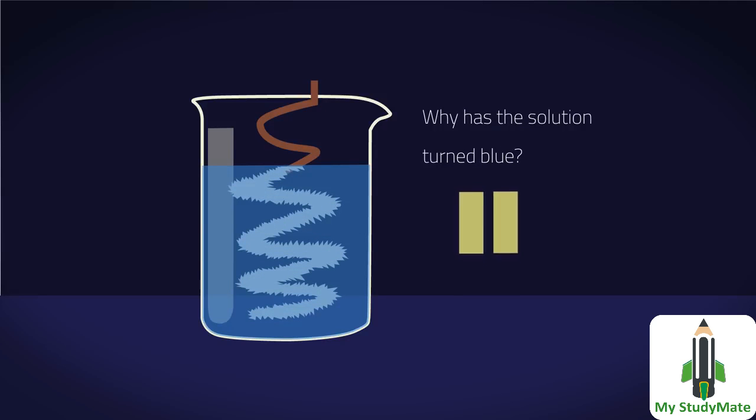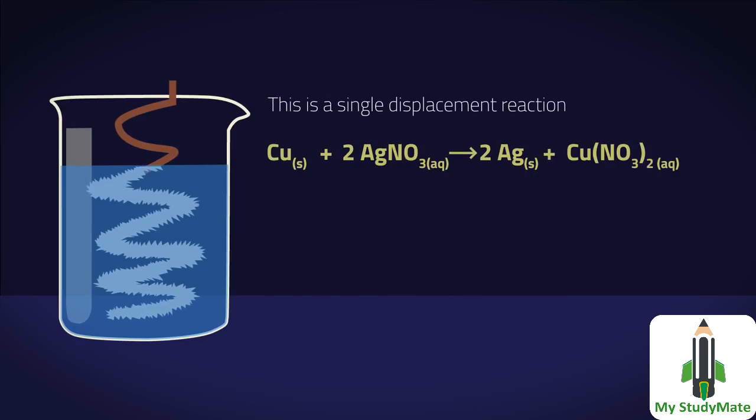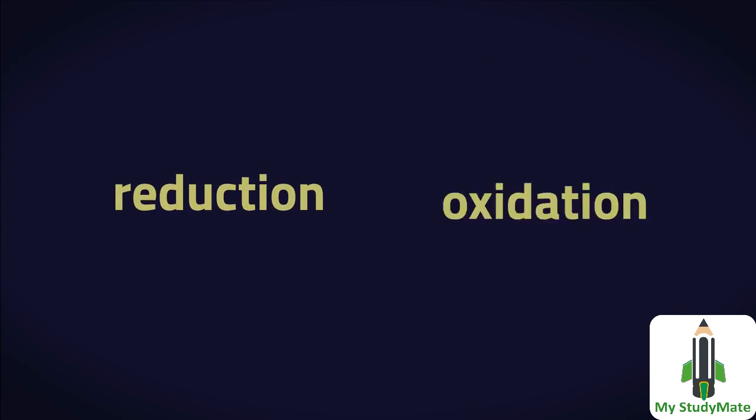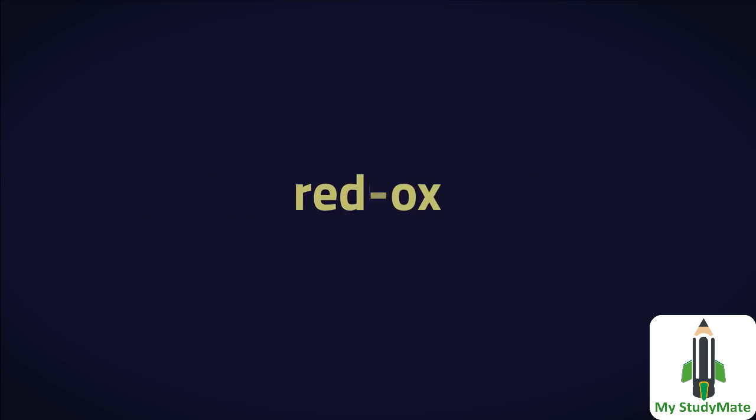Pause and think. This is a single displacement reaction. Copper metal, which is higher in the reactivity series, has displaced silver. In silver nitrate, the solution has turned blue because of the Cu2+ ions in the solution. This is also a redox reaction, where a reduction and an oxidation occur simultaneously, hence the term redox.